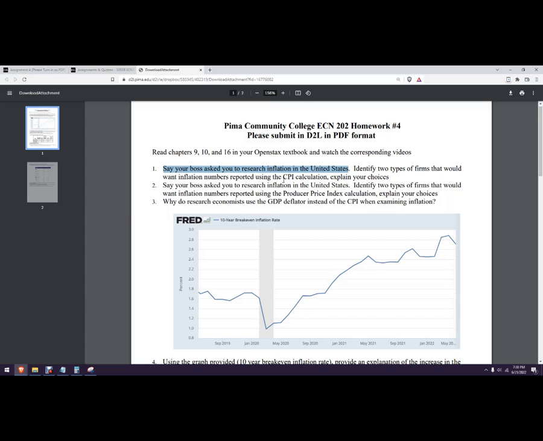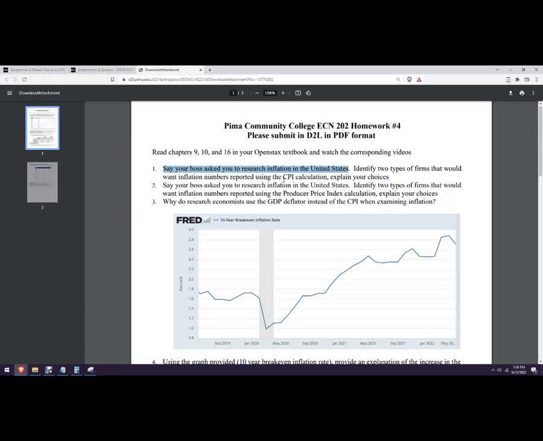Two types of firms that would want inflation numbers using the CPI calculation. So basically, look over the CPI. What is it? What types of firms would care about that? Basically, it's the firms specifically in those categories. Next, two types of firms that care about the producer price index, called the PPI. So who cares about all that stuff? And make sure you explain it. Just give me a short explanation why you picked those.